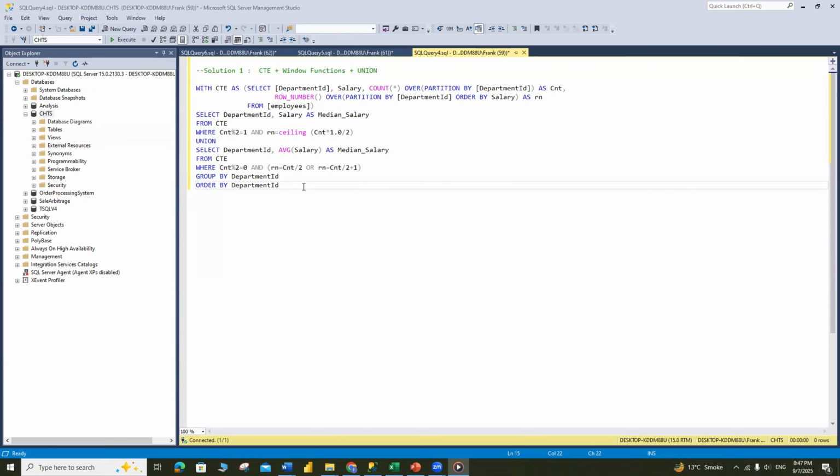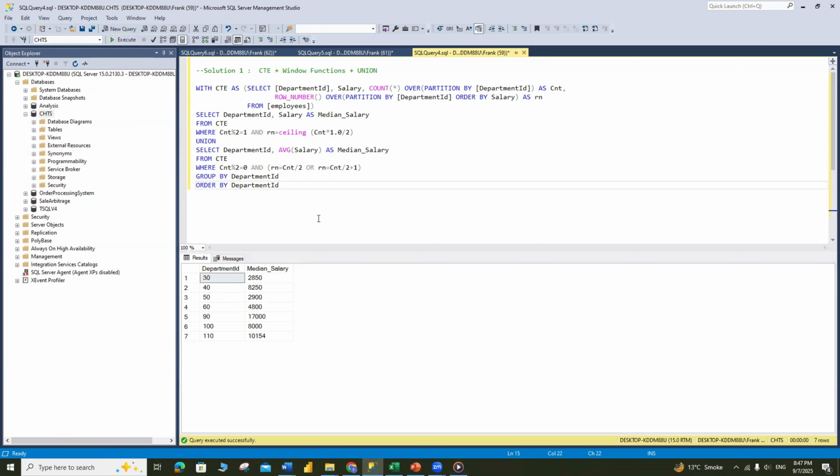And notice the trick: CNT * 1.0 / 2. This is important because CNT is an integer, and integer division would truncate the result. Multiplying by 1.0 converts it to floating point so that CEILING works correctly.